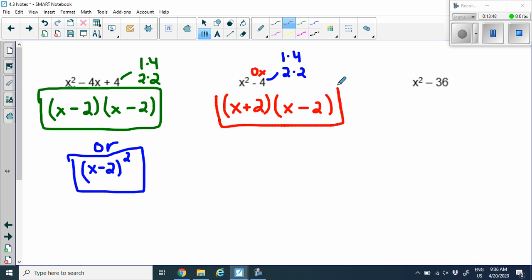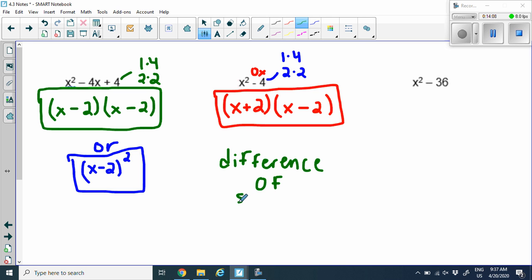Now, when we have these, these are what we call our difference of squares. So there is a certain name for these type of problems. So you might be wondering, how do I know when it's a difference of squares? Well, there are some conditions that need to be satisfied in order to be a difference of squares. First, that your quadratic is a binomial. So remember, that means it only has 2 terms, which this one did. It had the x squared and minus 4. Okay.